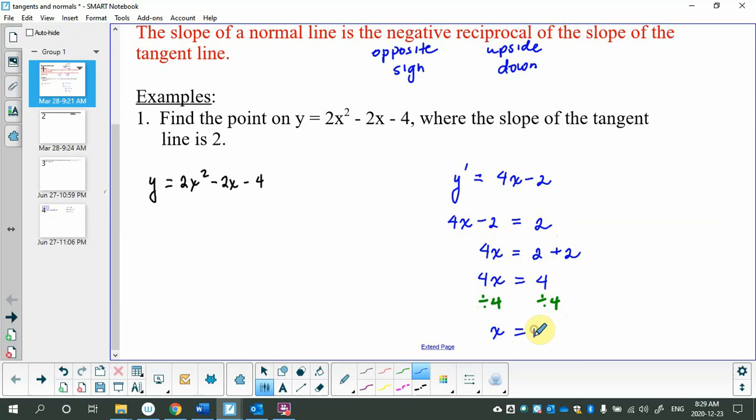Now, if I reread the question again, it says find the point. So I found half of the point. So for me to find the other half of the point, I'm going to have to sub it into y, not back into y prime, because the partner for x when you're talking about a point is y, because it's x comma y. So I'm going to take this x and I'm going to plug it back in here.